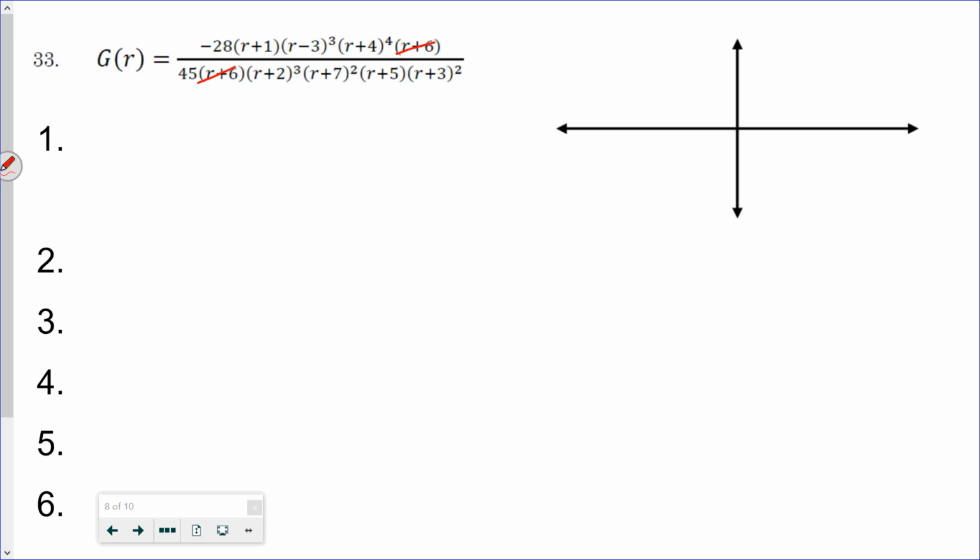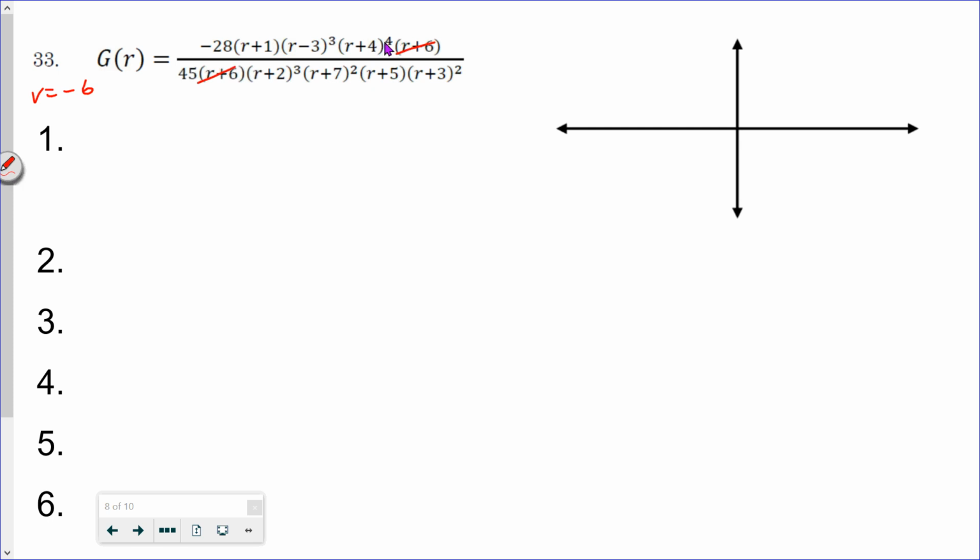You only get a hole if the factor you cancel out completely cancels out from the bottom. If it doesn't completely cancel out from the bottom, it's not going to be a hole. It's going to be an asymptote. So I have a hole at -6. And I'm not missing anything else from the original. All right. So I have a hole at -6.